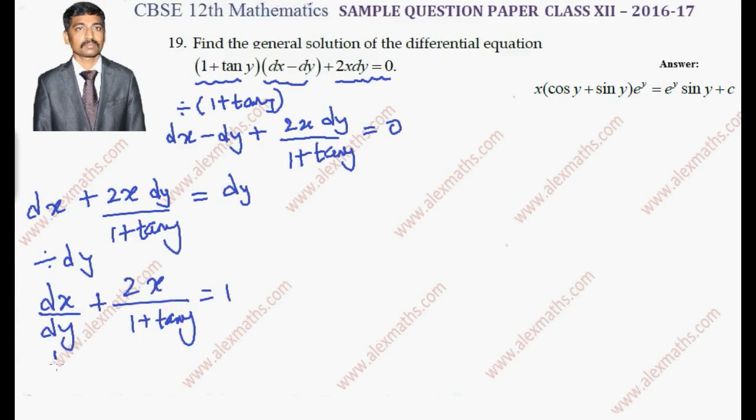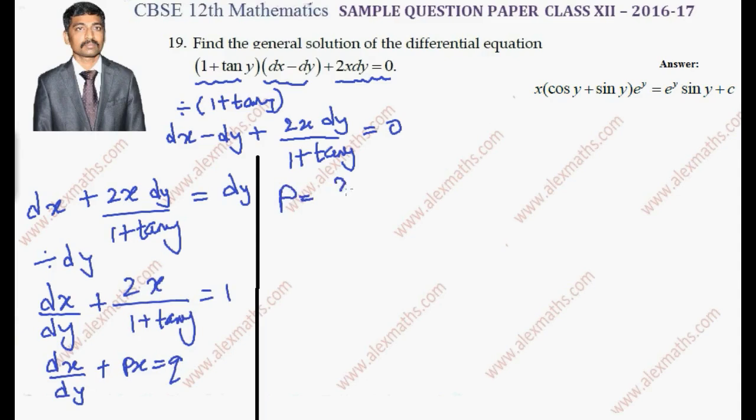This is of the form dx/dy + Px = Q. By comparing this, we get the value of P is 2/(1 + tan y) and Q is 1. So what is with x is P, and the term on the other side is Q. After taking P and Q, we have to find the integrating factor.